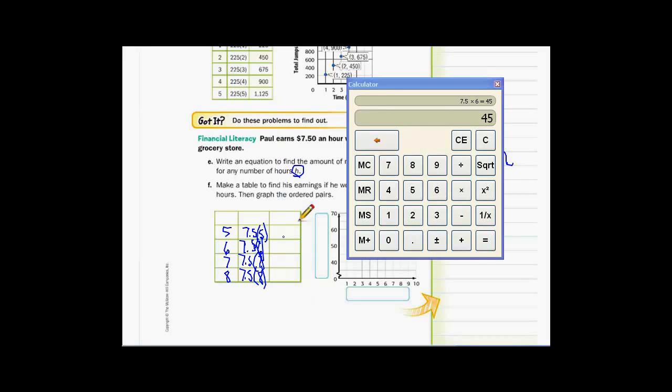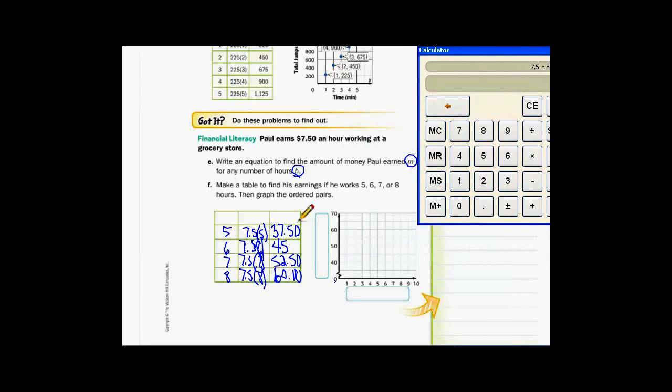All right, 7.5 times 5. Clear this off. 7.5 times 5, 37.50. 7.5 times 6, 45. 7.5 times 7, 52.50. 7.5 times 8, 60. Okay? So to graph that, you are then just going to come over here and plot your points on the graph.